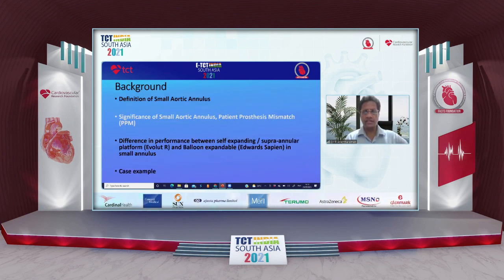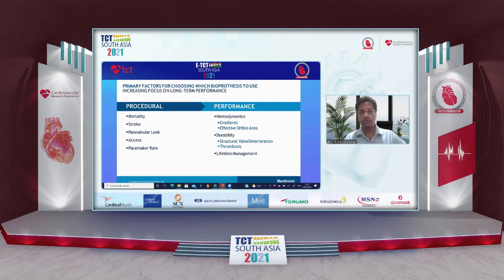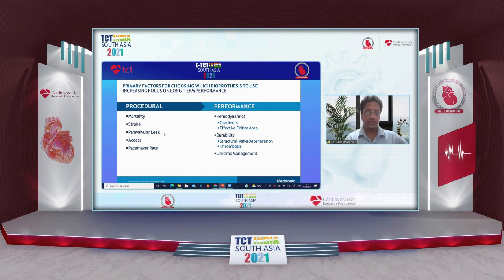Now, why is it significant? Obviously, the longevity of our results with bioprosthetic valves, either TAVI or SAVR, depends on your procedural mortality, stroke, paravalvular leak, access issues, pacemakers, and then subsequently the performance of the valve. How does it perform in terms of the gradients, orifice area, structural degeneration, thrombosis, etc.